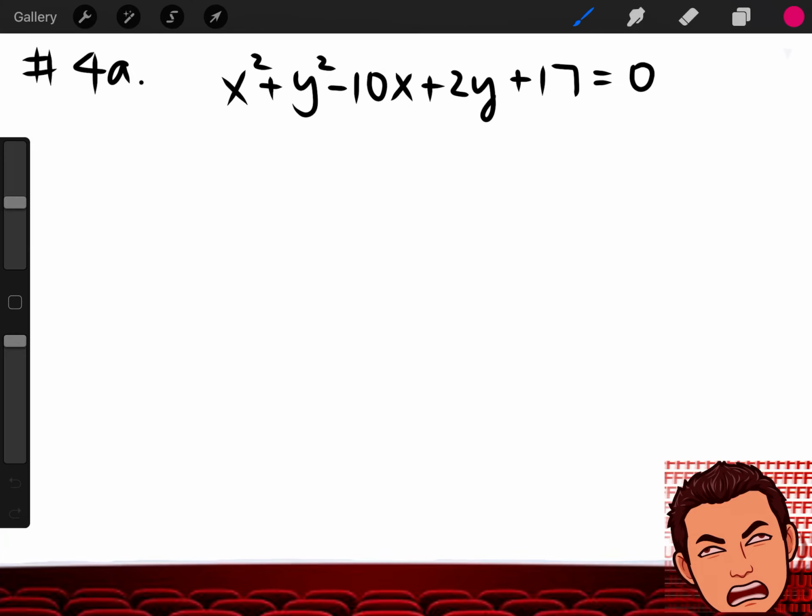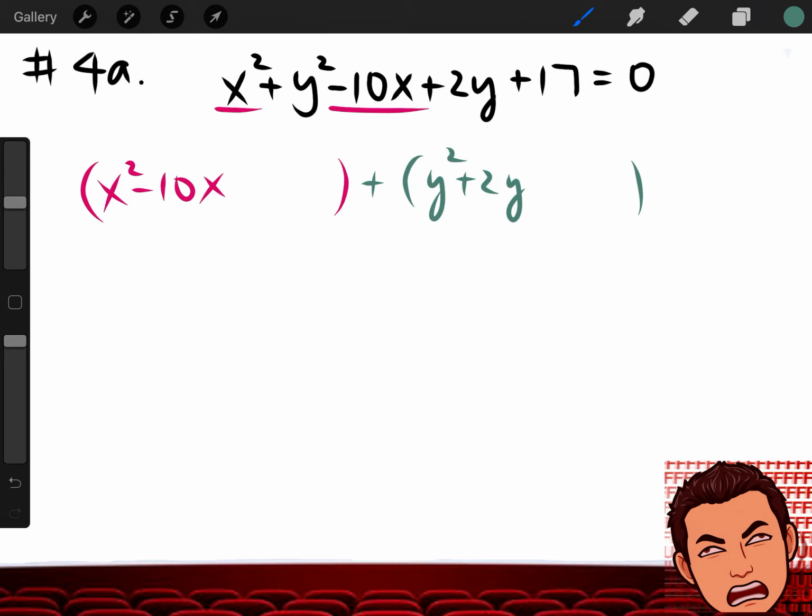All right, let's look at number 4A. You're going to have to determine the center and the radius from what we call the general form. This is the one where you have to complete the square. I'm going to show you how to arrange them, and you do the rest. It's going to be x squared minus 10x, plus y squared plus 2y. You want to move this 17 to the other side, so you're going to have negative 17. Go on and do it.